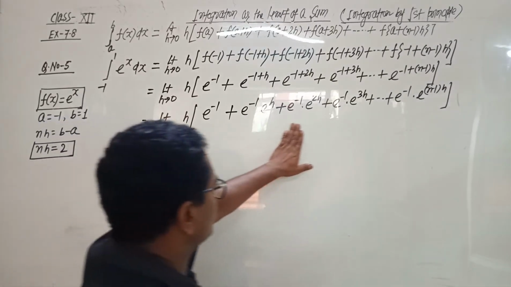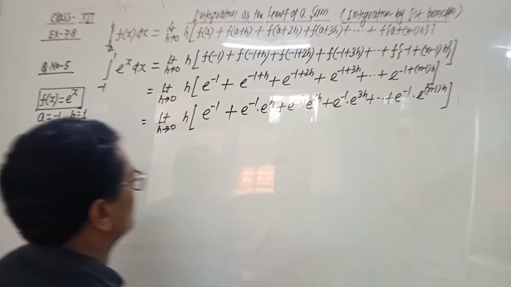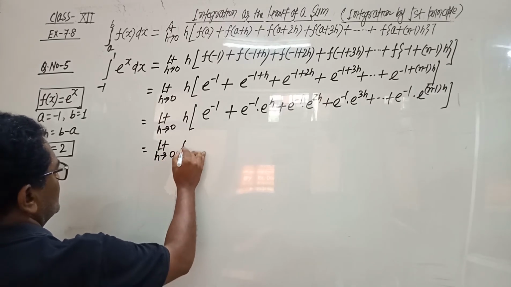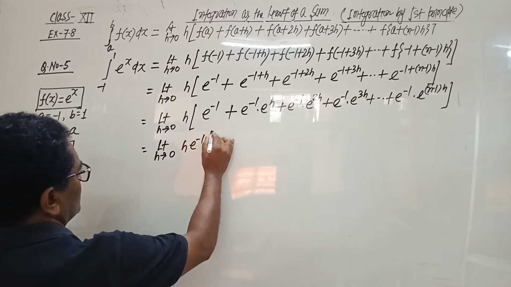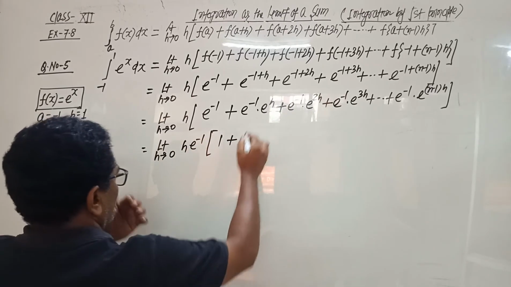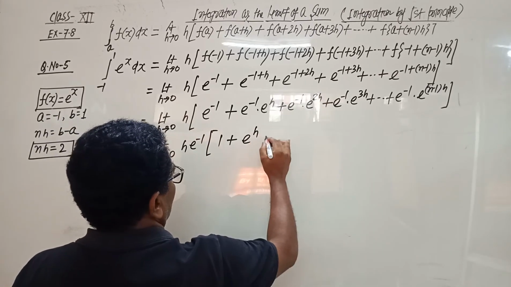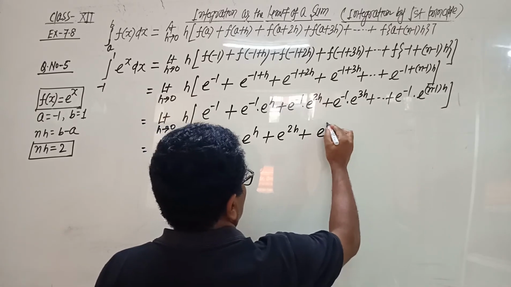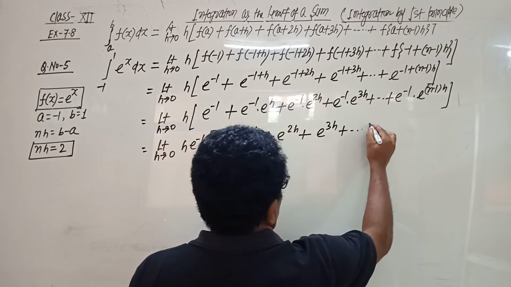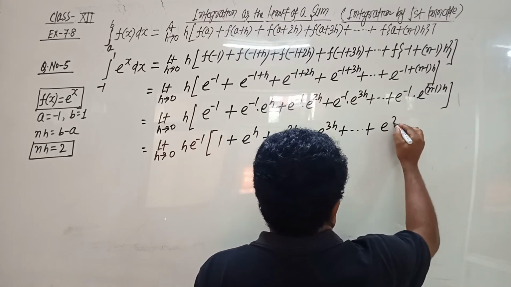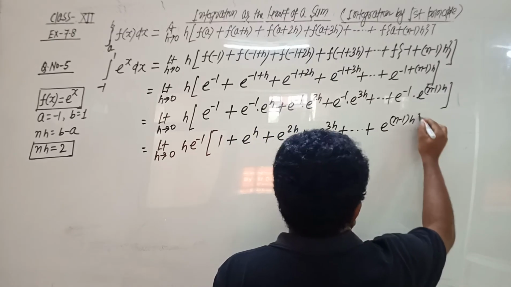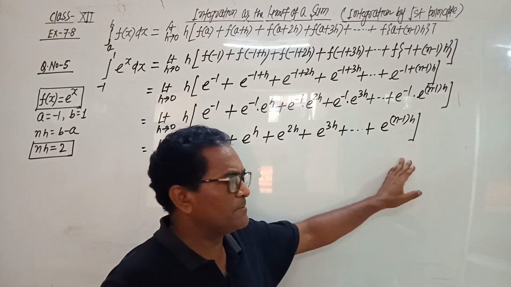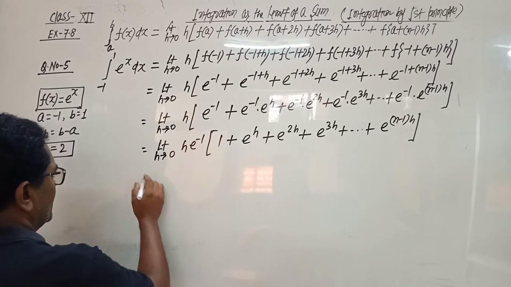From all these terms, there is e raised to the power minus 1 common. So we take e raised to the power minus 1 as common. It remains 1 plus e raised to the power h plus e raised to the power 2h plus e raised to the power 3h plus ... plus e raised to the power (n minus 1) into h. This is the terms of a GP, so we find the sum of the GP.